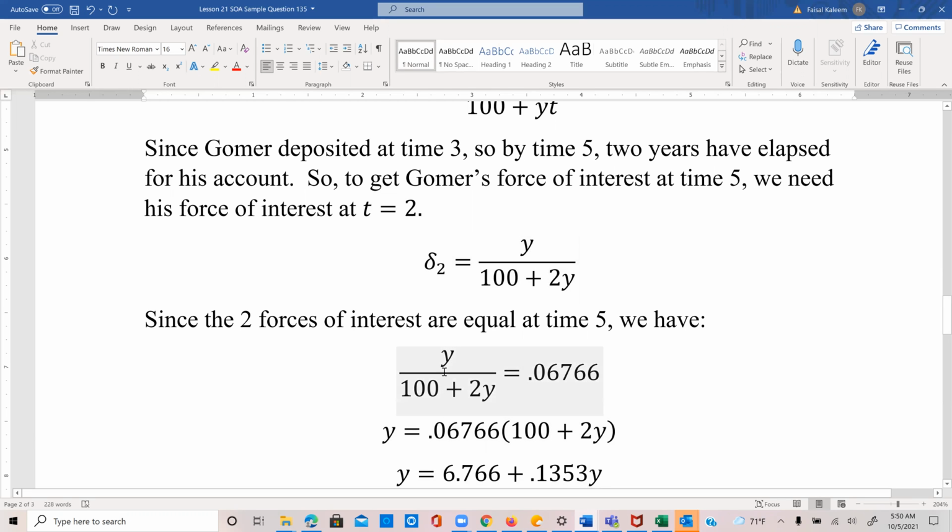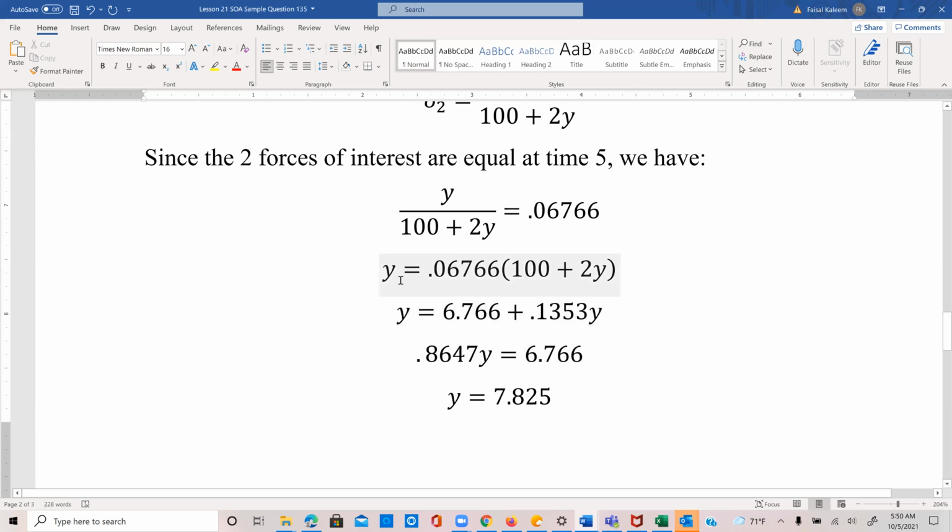Then we set Gomer's delta 2, which is actually the force of interest at time 5, equal to Cheryl's constant force of interest. We next cross multiply, and after we do the distribution, collect the Y terms, and then divide by the coefficient, we get Y equals 7.825.